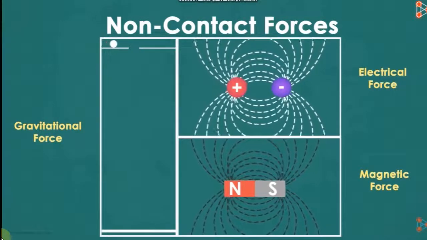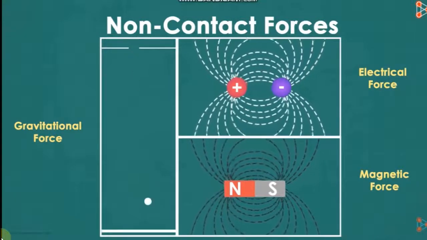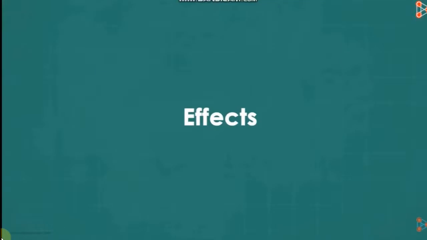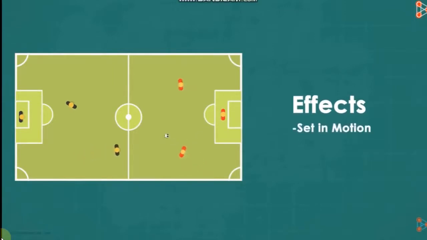Now, I want you to think about the next question I'm going to ask you. What all can a force do? What can be its effects? Let me give an example. A force can set a stationary object in motion. That's one of the things force can do. Can you think of the other things it can do?